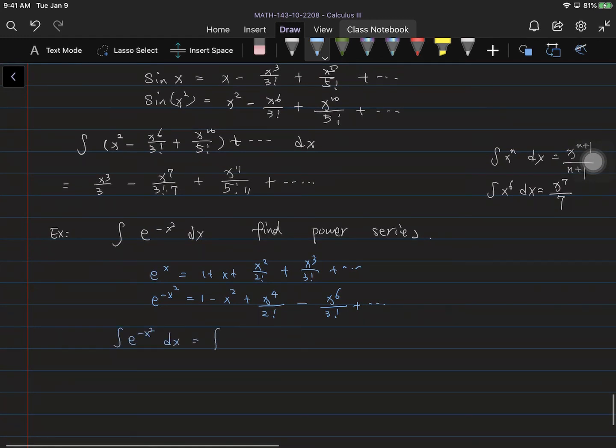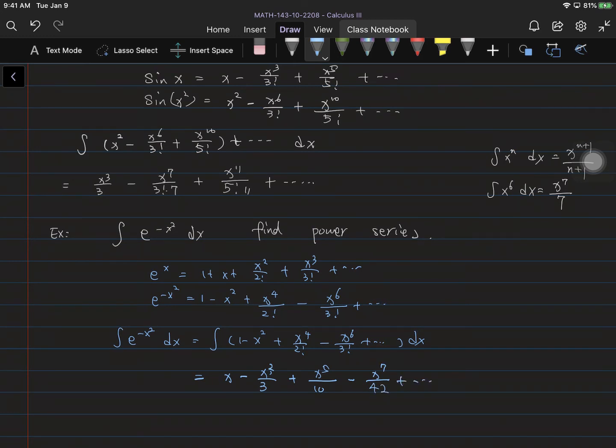which is the integral of 1 minus x squared plus x to the 4th over 2 factorial minus x to the 6th over 3 factorial dx. Integral of 1 is x, integral of x squared is x cubed over 3, and here is x to the 5th over 5 times 2, which is 10, and then minus x to the 7 over 7 times 6, 42, something like this. Okay.